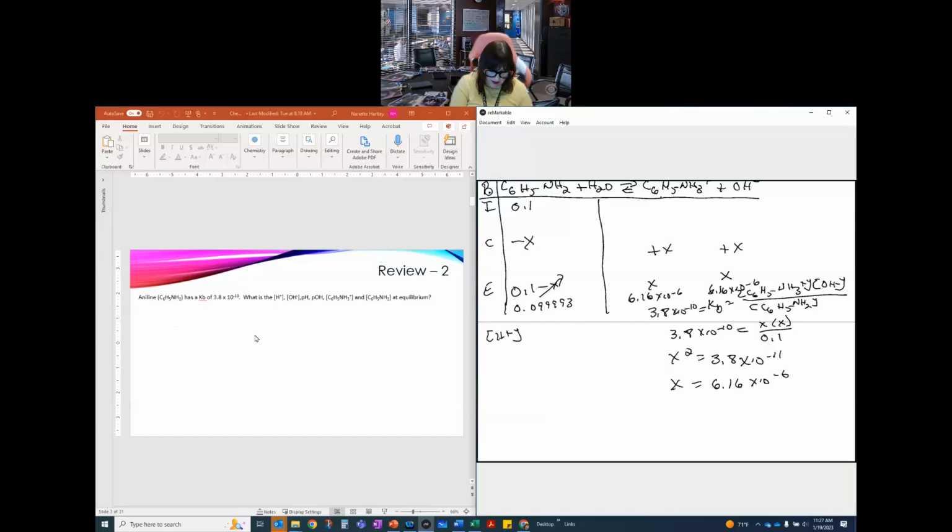Oh, and it's not H plus, it's the OH minus. That's right, it's base. So the OH minus is equal to 6.16 times 10 to the minus 6. That means that our H plus is going to be equal to 1 times 10 to the minus 14th divided by 6.16 times 10 to the minus 6. And that's one of the ways that we can calculate it.